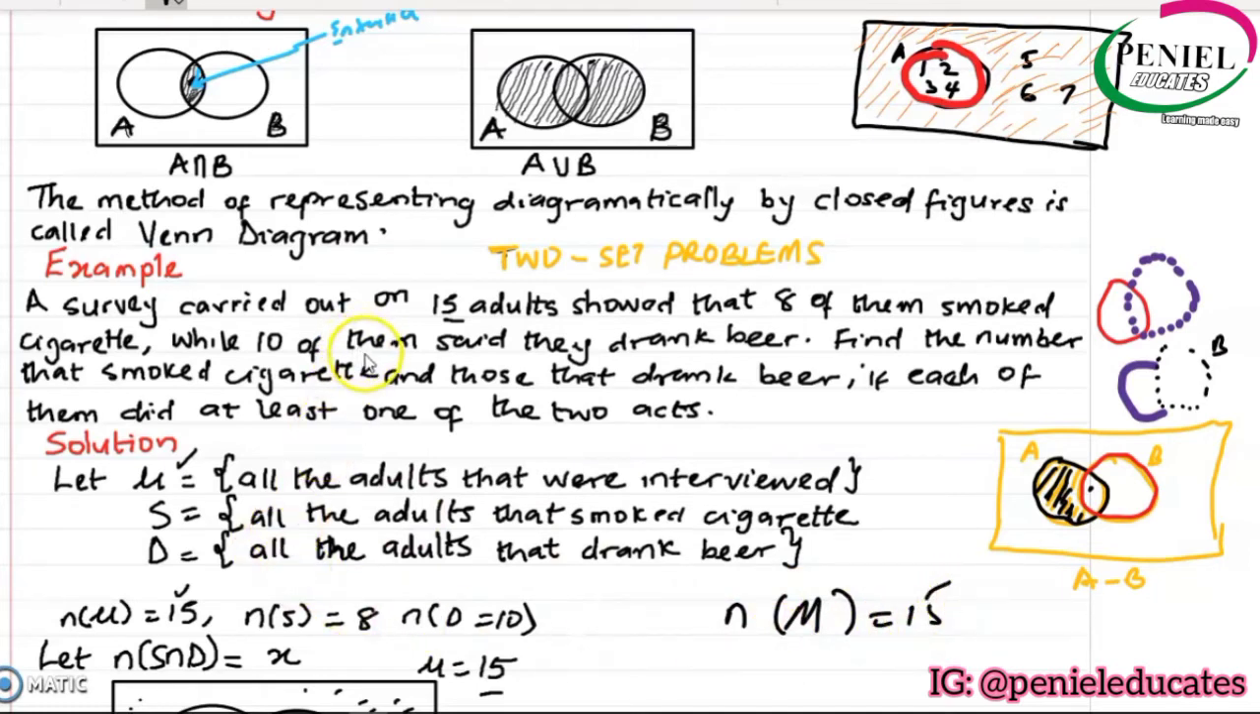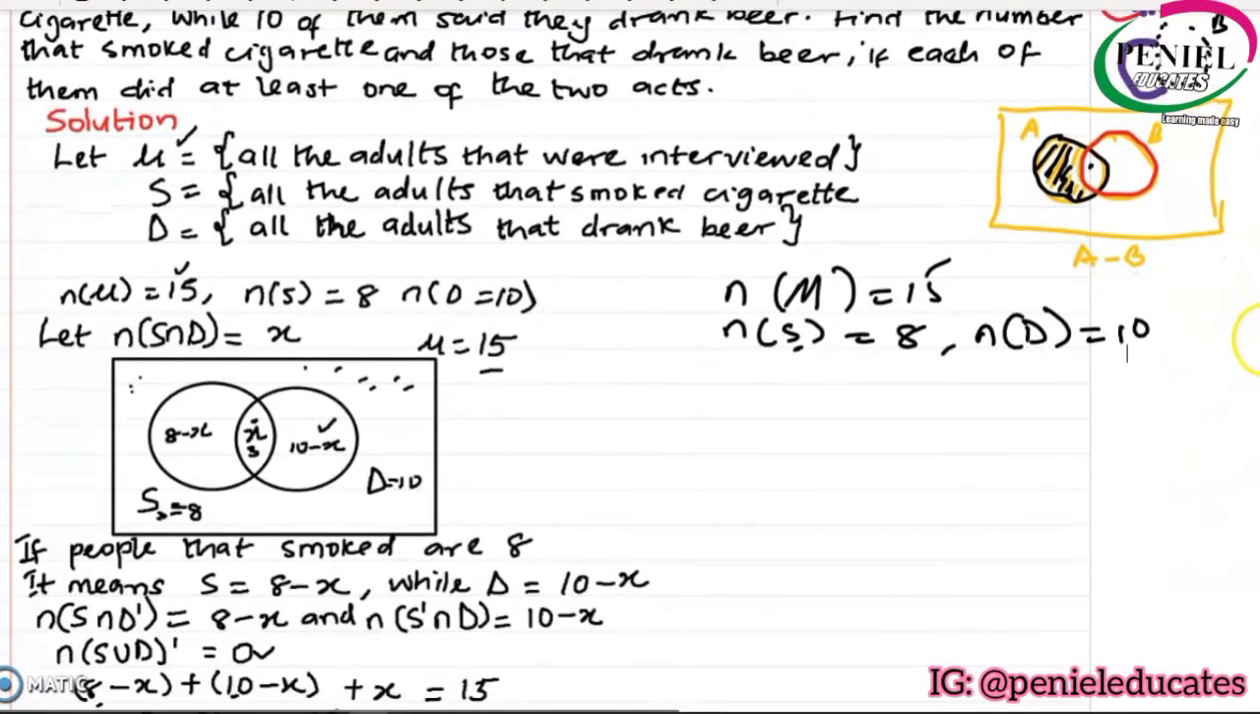All right, so we know that 8 of them smoked cigarettes. So let's represent S by all the adults that smoked cigarettes, and D by all the adults that drank beer. So the number of adults that smoked cigarettes is 8, and the number of adults that drank beer is 10. So that is the information that you need so that you can draw the Venn diagram.